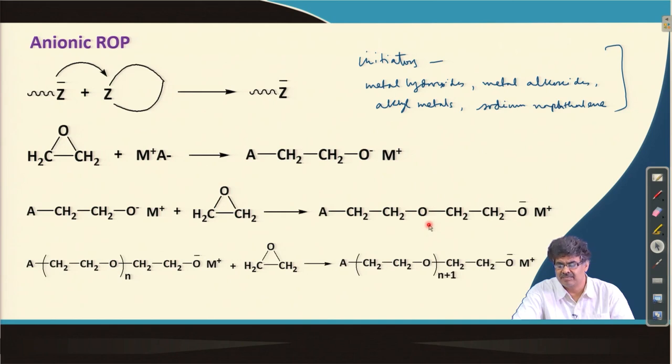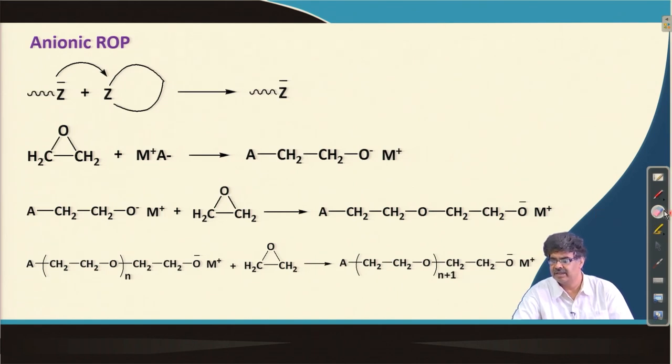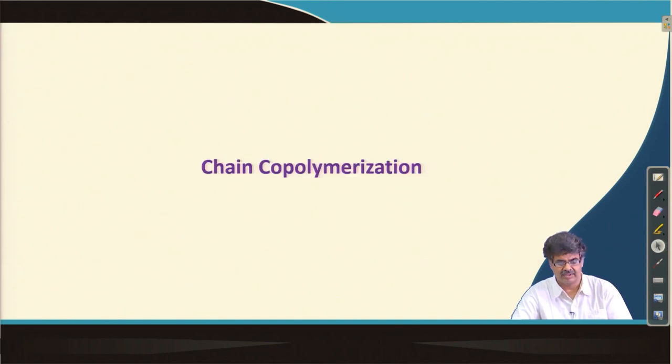But not many commercial polymers are produced by ring opening polymerization. That is why we will keep our discussion on this polymerization quite brief, and we will move to our next topic of chain copolymerization.